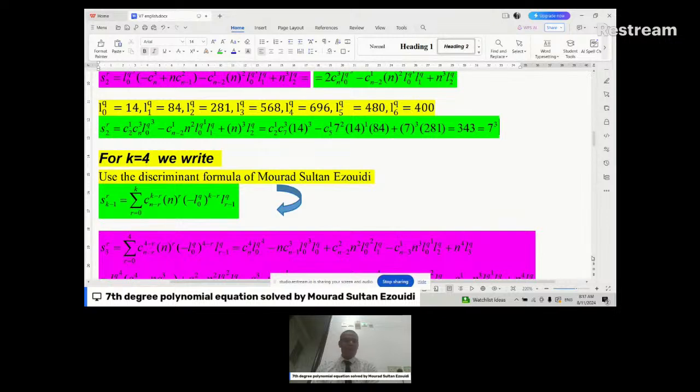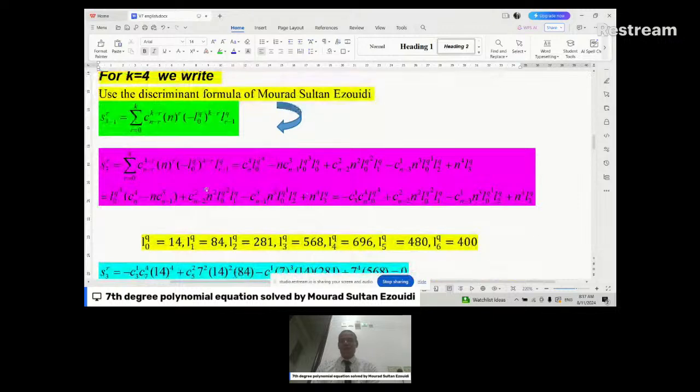After developing this S3, learners, we just focus on the common factor, which is L0 for the Q. This is L0 for the Q raised to the power 4, and this is also L0 for the Q raised to the power 4, because L0 for the Q raised to the power 3 times L0 for the Q raised to the power 1. That's why it's written here as a common factor. Between parentheses, the difference between these two terms is equal to negative combination 3 choose 1 times combination n choose 4 times L0 for the Q raised to the power 4, plus the rest. No change. I just write them as they are.